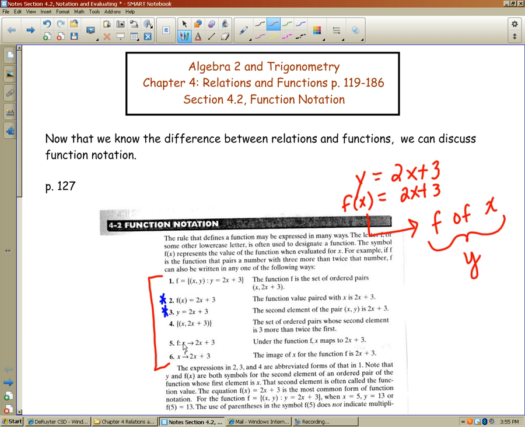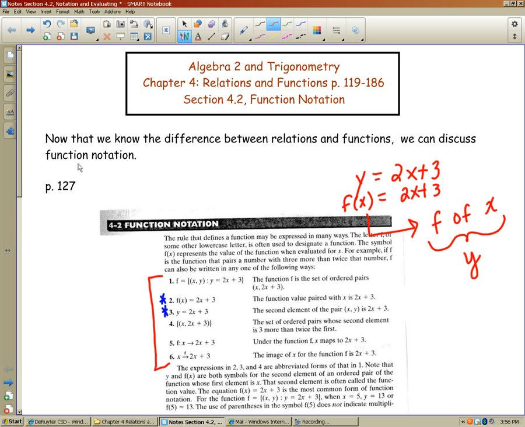Here's another way. F, the function f, where x maps to 2x plus 3. Here's another one where x, and the little f is the function. Again, you probably won't really see 1, 4, 5, or 6 that often. But just realize there's lots of different ways to say the same thing. You already know number 3. That's the way you've always done it. What you want to focus on now is remembering that when you see it written the way number 2 is, that that's not something odd for you.